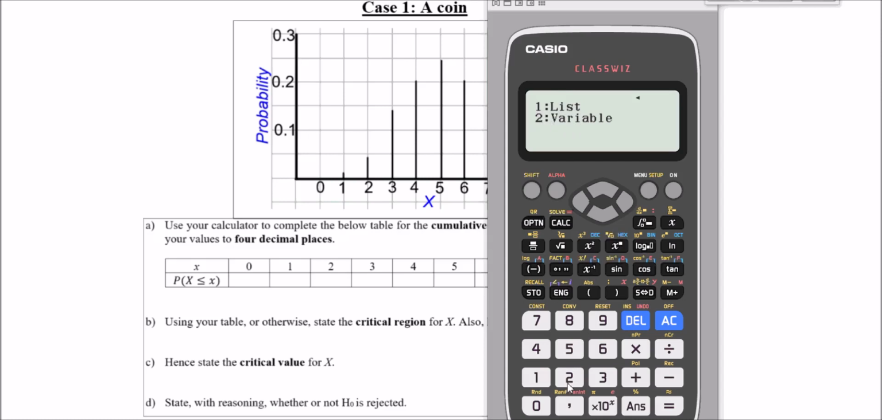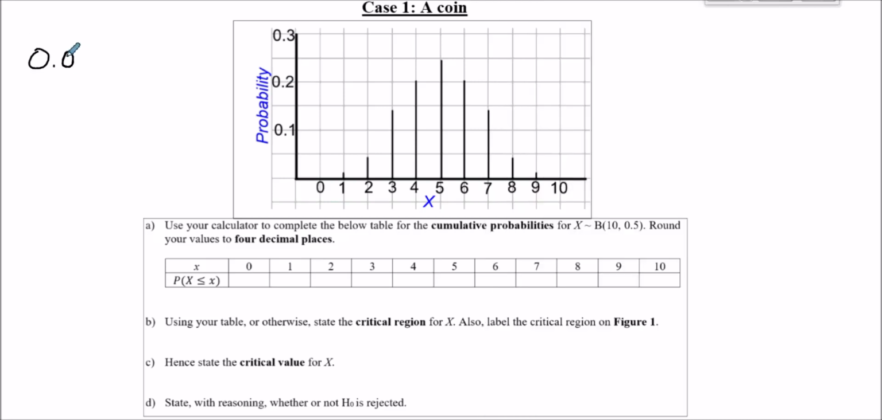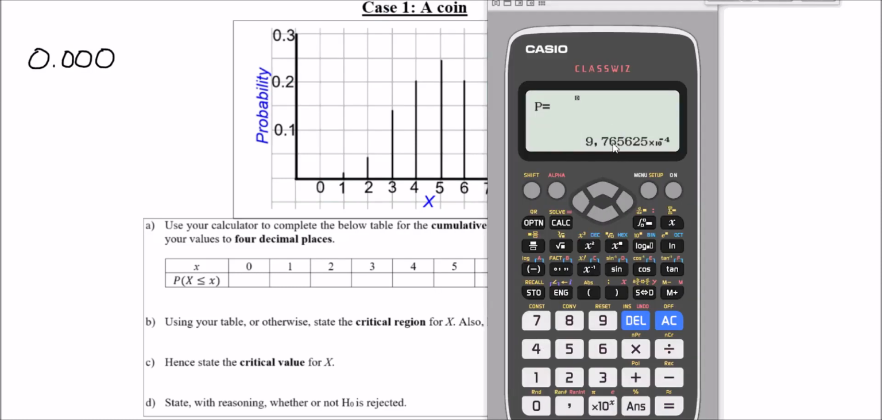So go to variable. Now here, first we want to work out when x is 0, the chance of getting 0 heads out of a total of 10 possible trials. And we're assuming here that the null hypothesis is the probability of flipping a head is 0.5. So our first probability we get is 9.766 times 10 to the minus 4. And so that is going to be 0.0009766.